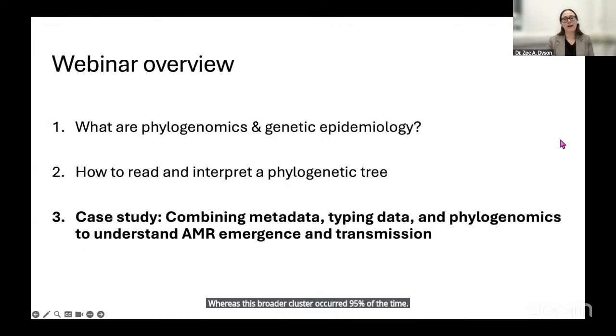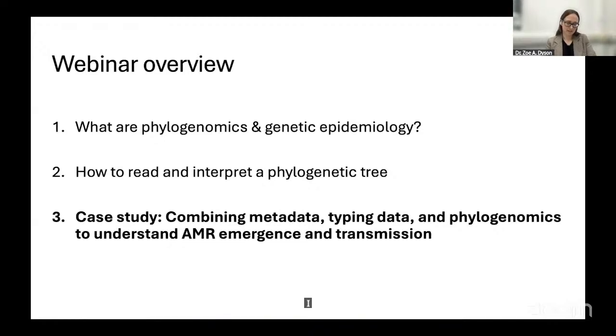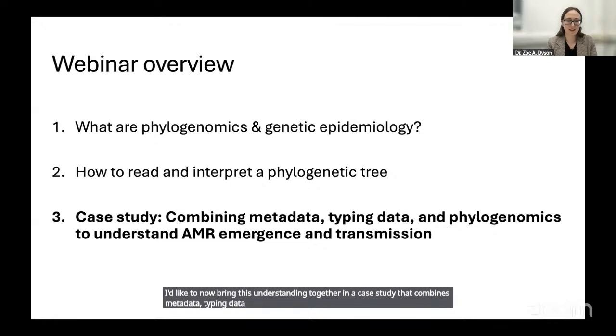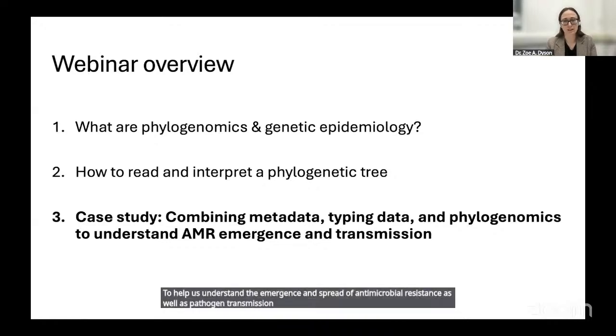So we've talked about phylogenomics and genomic epidemiology. We've done some revision or some learning on how we can read and interpret a phylogenetic tree. I'd like to now bring this understanding together in a case study that combines metadata, typing data, and phylogenomics, to help us understand the emergence and spread of antimicrobial resistance, as well as pathogen transmission dynamics more broadly.